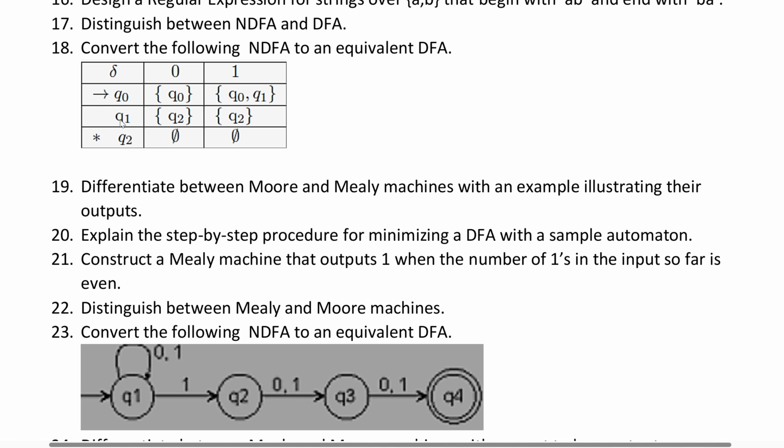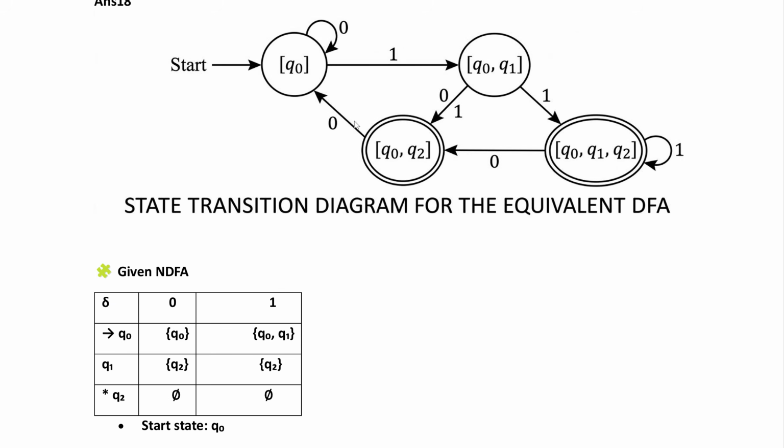It is very simple. First of all, when we apply 0 on Q0, we get Q0, and when we apply 1 on Q0, we get Q0, Q1. So now we take this Q0, Q1 as a single combined state, as you can see in this transition diagram also. This Q0, Q1 has now been considered as a single combined state. We have to again apply the input symbols 0 and 1 on this state.